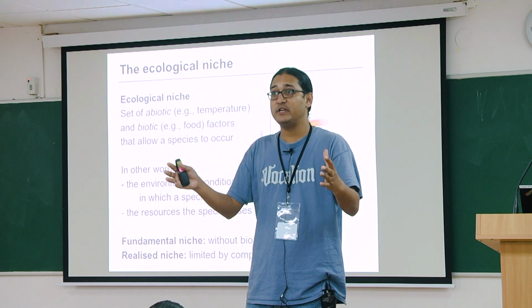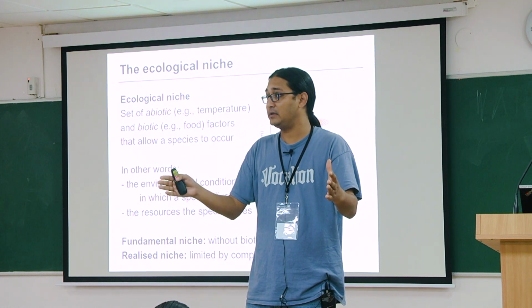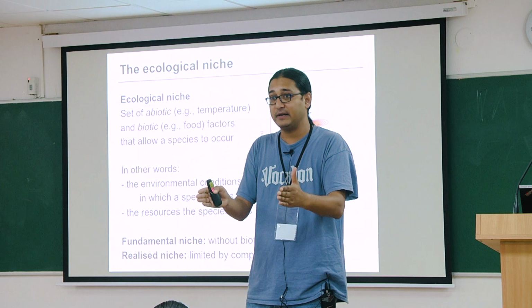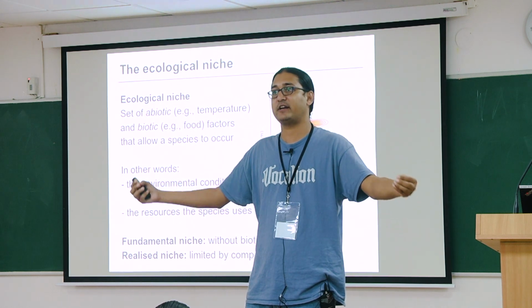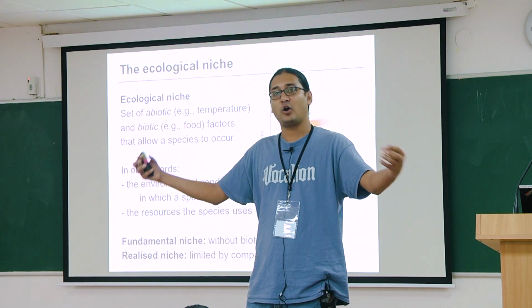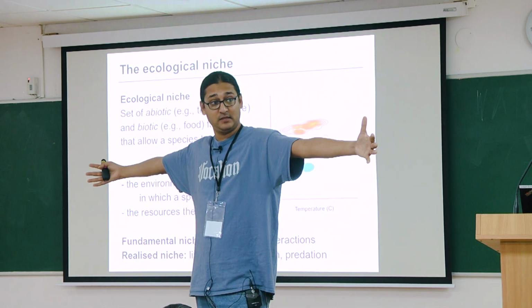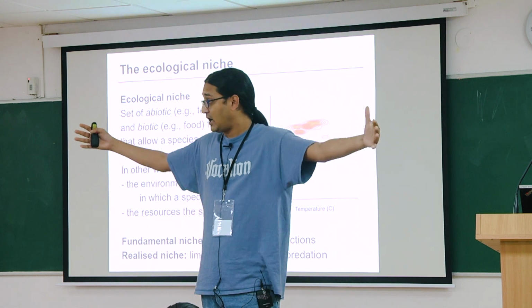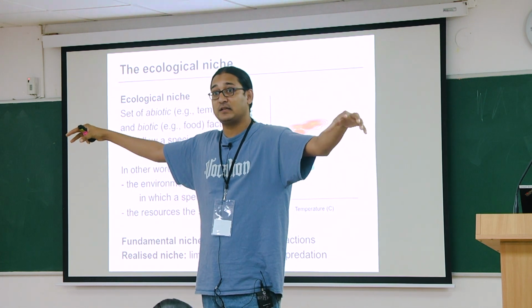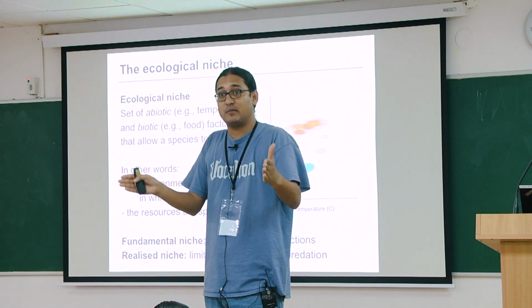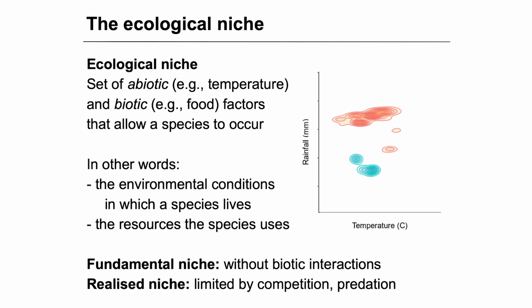However, usually species don't do that. They can't do that. The reason for that is they're limited by biotic interactions, biotic interactions being competition or predation. So you might have a species that can potentially occupy a large space, but because of competition from other species, it cannot exist there. But its niche becomes smaller. So that is called the realized niche. So the realized niche is in the presence of competition, predation, and so on, that limits where the species can live and cannot expand completely into its fundamental niche.